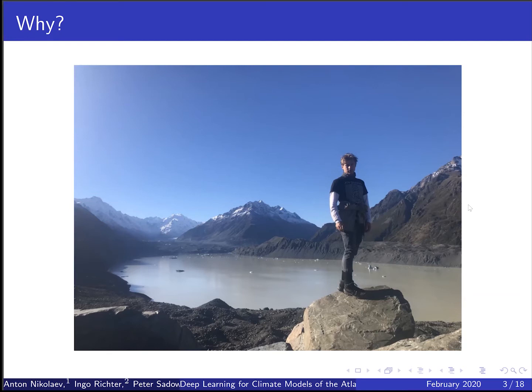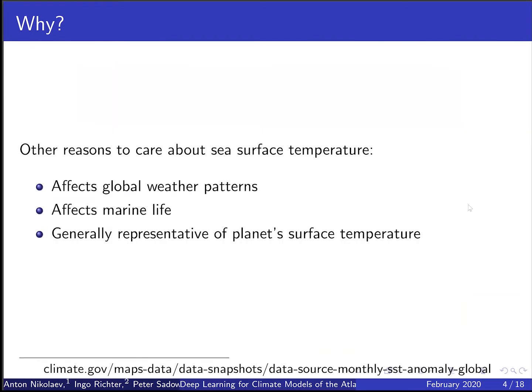But the next question is, why is sea surface temperature relevant to climate? There are a couple of reasons, and more reasons why it is important. One reason is that it affects global weather patterns such as El Niños and other ones that appear in the Atlantic Ocean.